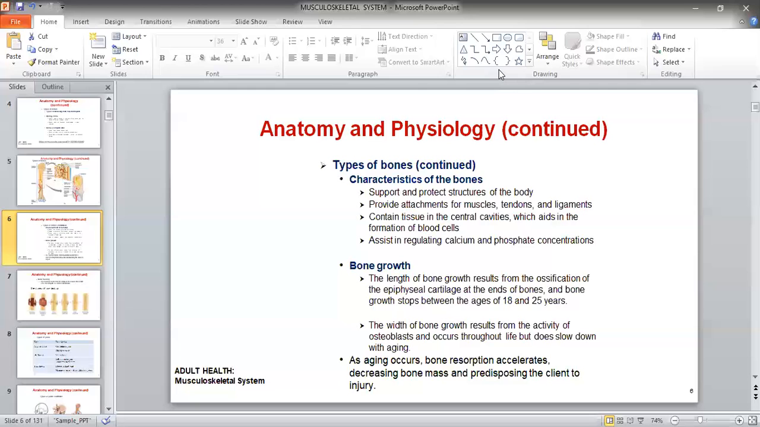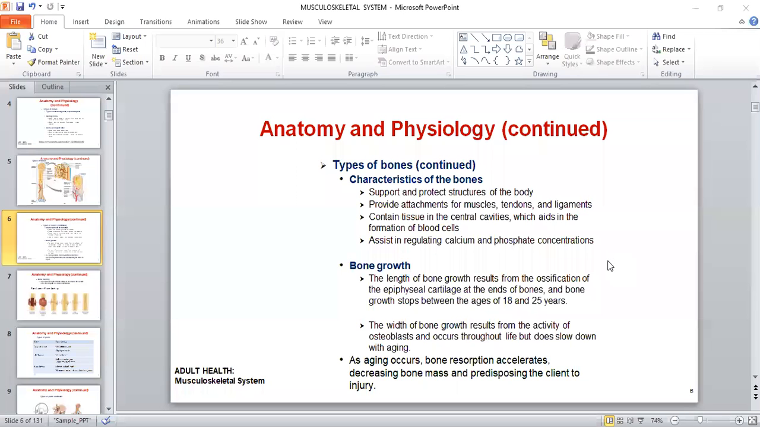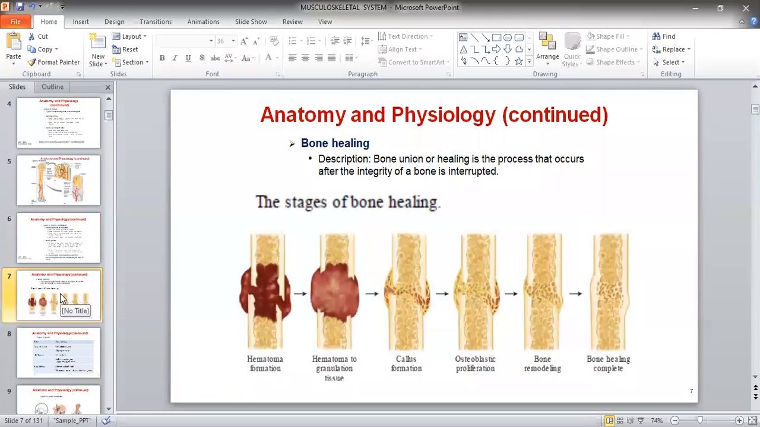Just take enough minerals, calcium. You have to, I said, take enough calcium. You have to take enough phosphorus, right? And now this picture shows how bones remodel or heal.